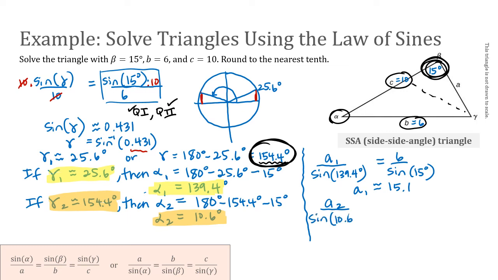If I am looking for A sub 2, then I have to use alpha sub 2. So I'm going to put that 10.6 degrees in there. I'm going to still set that equal to my anchor.